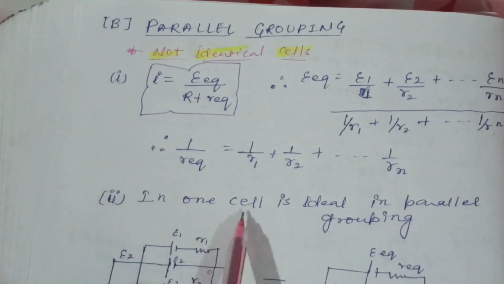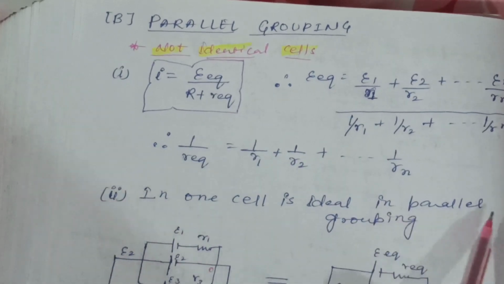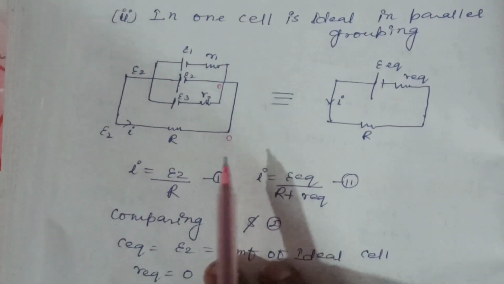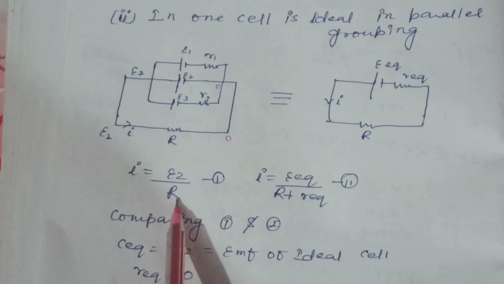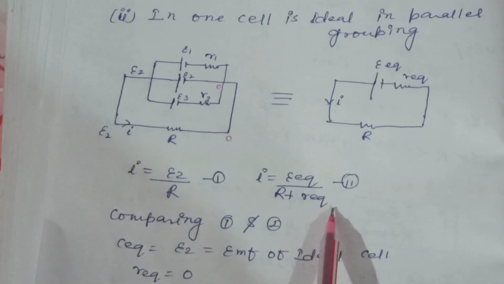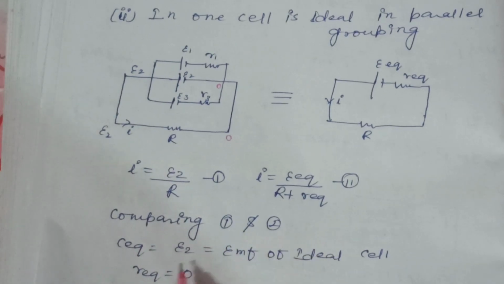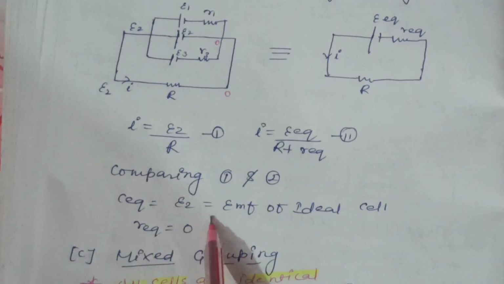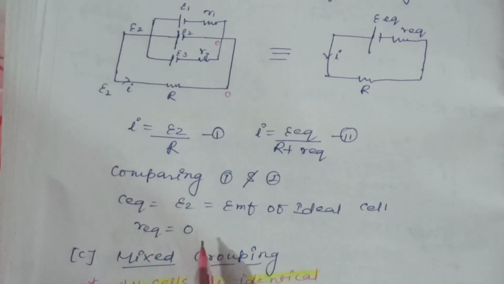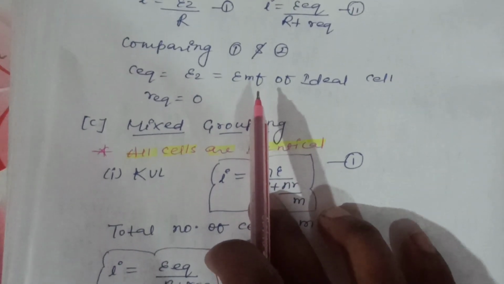If one cell is ideal in parallel grouping, I is equal to E2 upon R. I is equal to E equivalent upon R plus R equivalent. Comparing 1 and 2, E equivalent is equal to E2, the EMF of the ideal cell, and R equivalent is equal to 0.